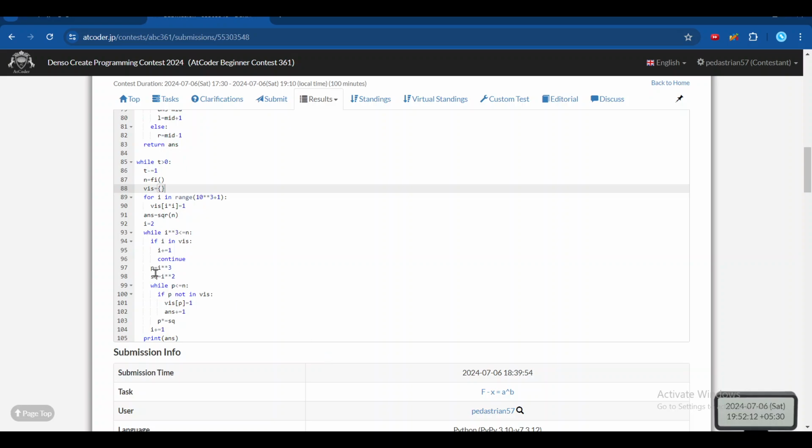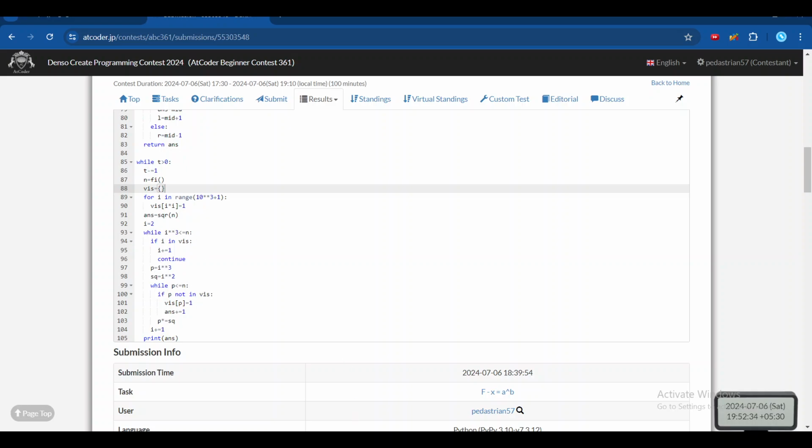So at each step we multiply p by square. So after the first step we will get I to the power 5, and after the second step we will get I to the power 7, like that. Okay, now while p is less than or equal to n, if p is not visited, we are marking this as visited and we are doing answer plus equals to 1, and we are multiplying p by square. Okay, and at the end we are printing the answer.